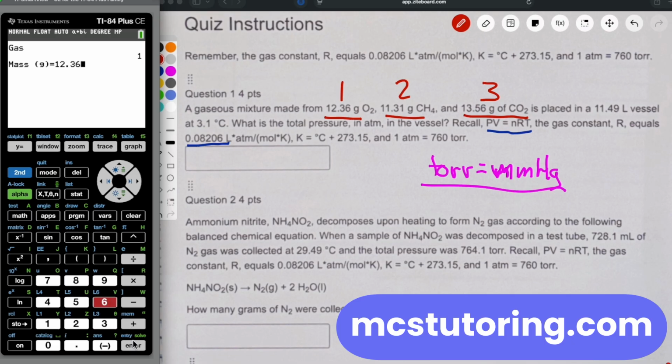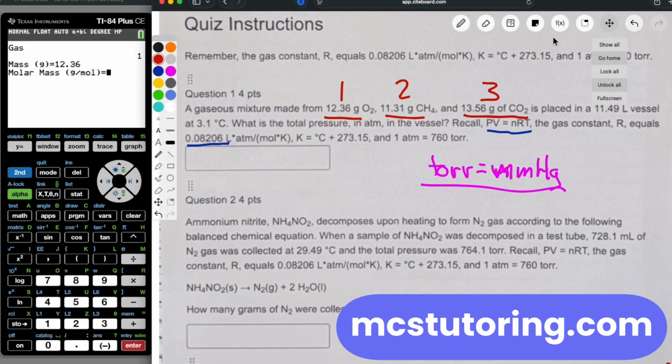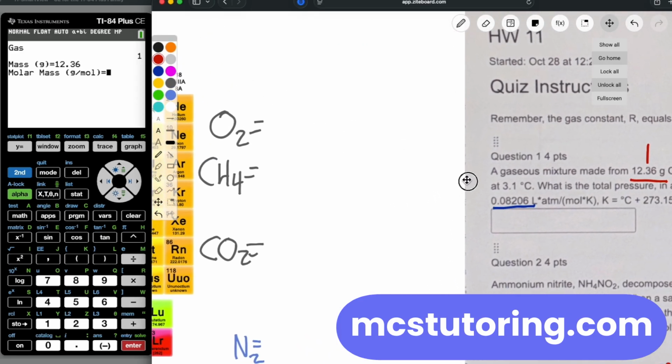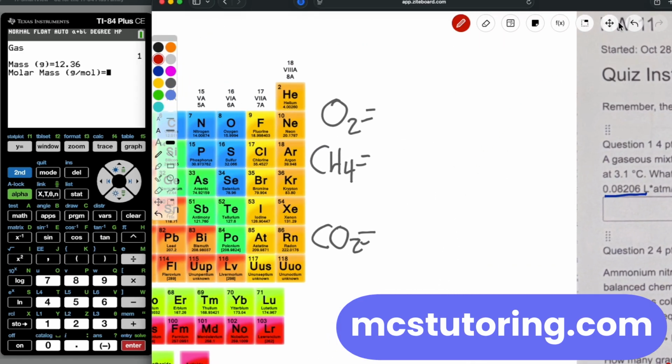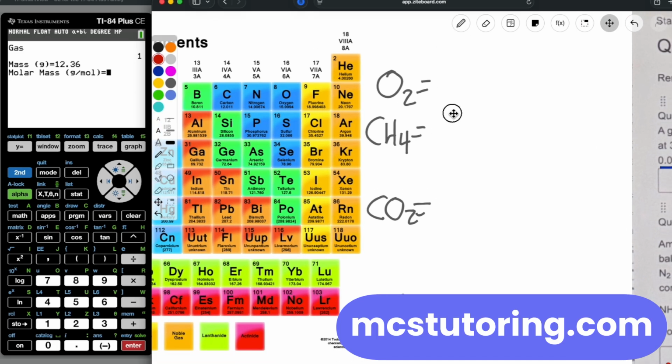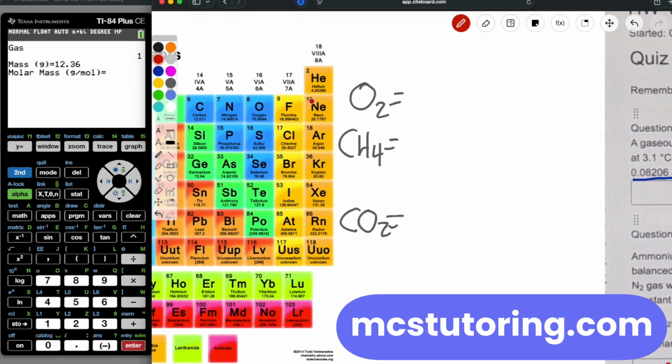12.36. Now, look, I'm not entirely in love with science, especially chem. There's always these conversions. They're pesky, okay? So we need to find the molar mass of this O2. So let me go over here and move over a little bit.